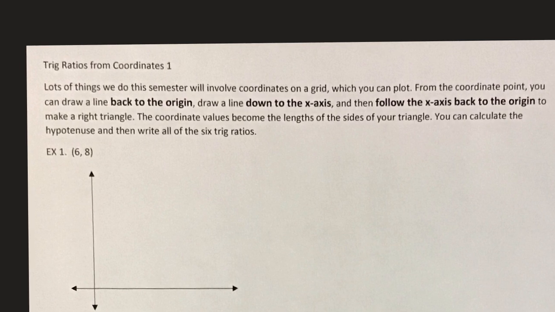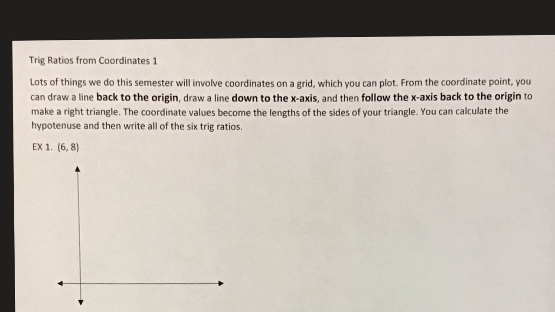So here's our point. We have the point (6, 8). We want to make a right triangle and write down our ratios from this. Okay, so (6, 8) is 6 units to the right and 8 units up. We'll make that point right here. This is the point (6, 8), 6 units right and 8 units up.